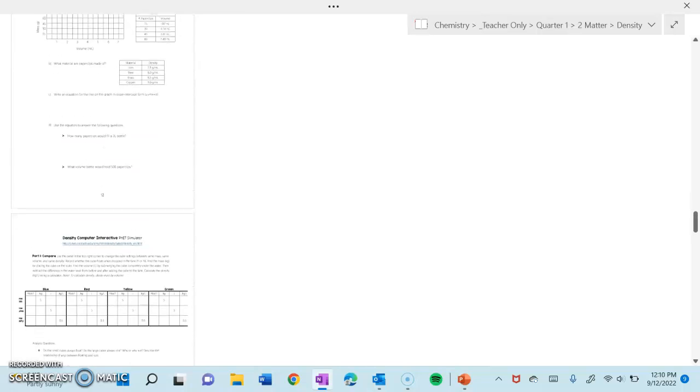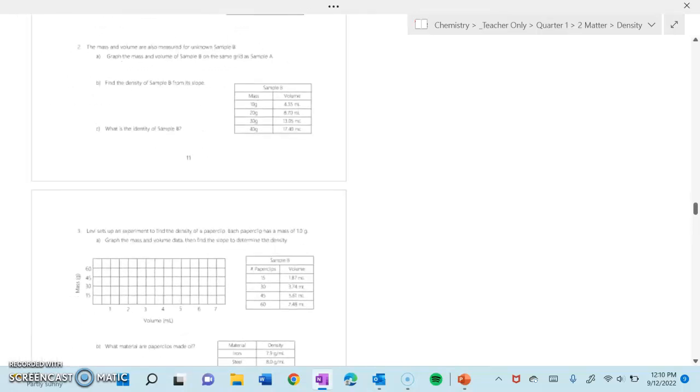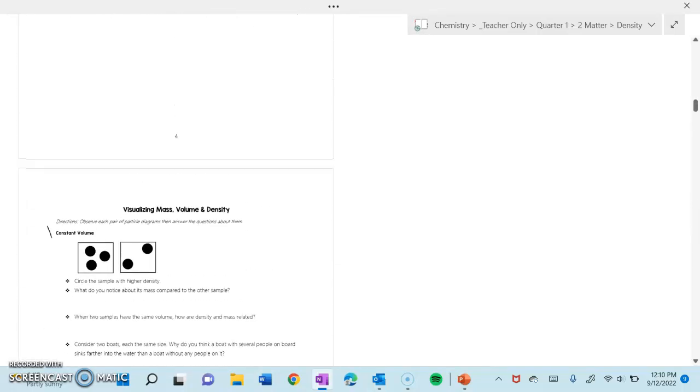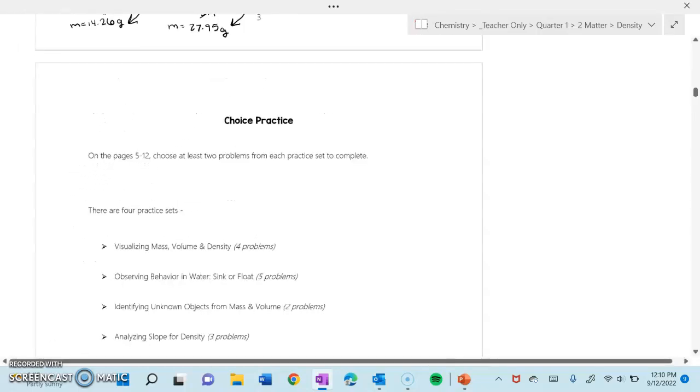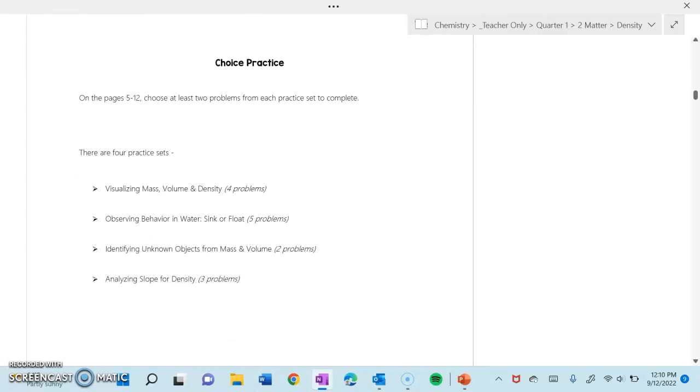And then that leads us into tomorrow's work, okay? So there's our practice choice. Don't do all of it. I mean, you can if you're feeling super into density, but don't think that you have to do all of it. I know it's a lot of work. I just want you to choose 2 problems from each practice set so that you are doing a little bit of practice of each.